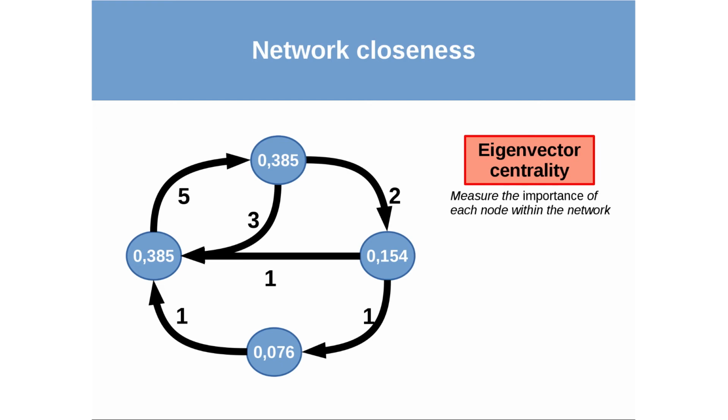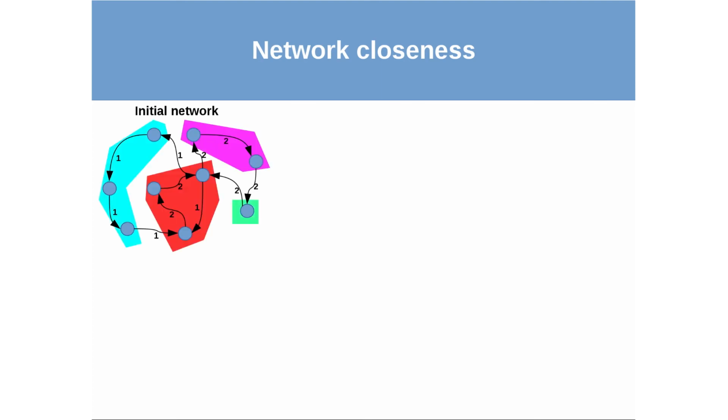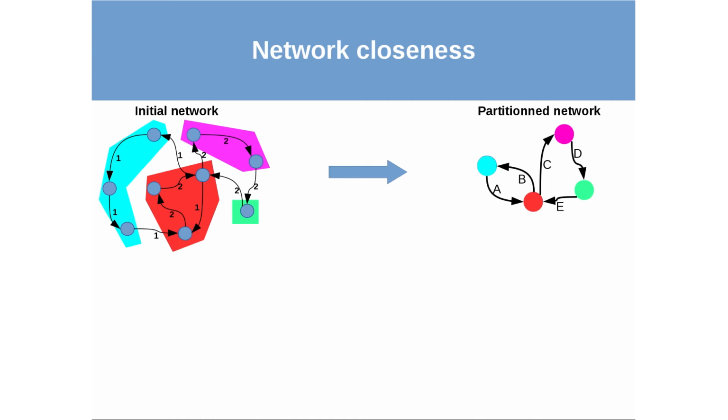However, the two networks do not have the same size. We are going to see now how to compare the two eigenvector centralities. Let's consider an initial network and a partition of it. This partition produces a new network. This network is also weighted, but as we don't know yet how to compute its weights, we denote them A, B, C, D, and E.